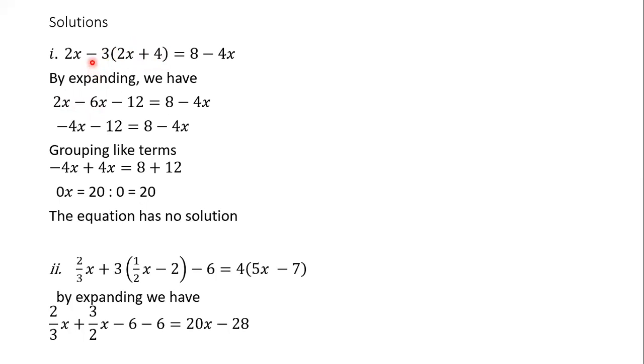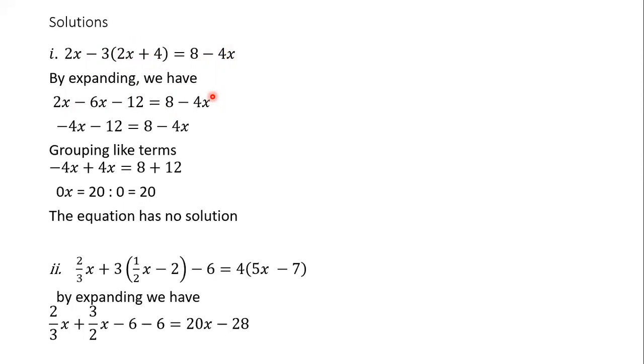Don't forget, the negative sign is affecting the 3. So when you are multiplying, we have to also include the negative sign. So we have minus 3 times 2x is minus 6x. Now minus 3 times 4 is minus 12, equal to 8 minus 4x, as you see here.